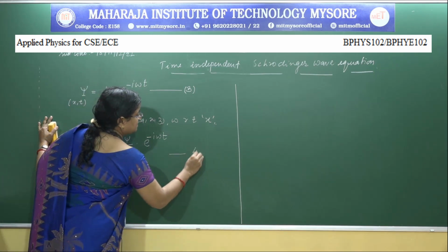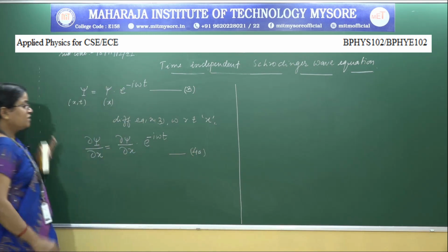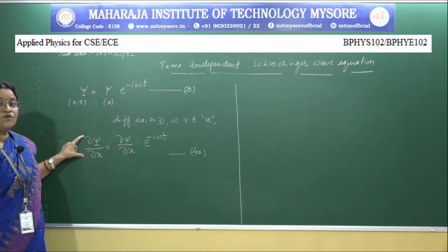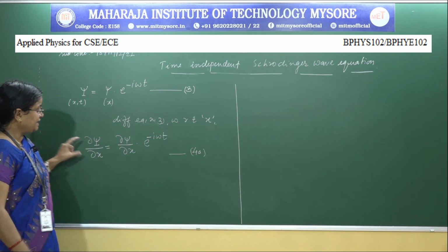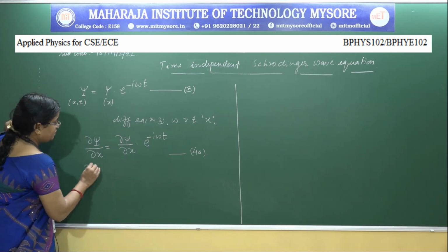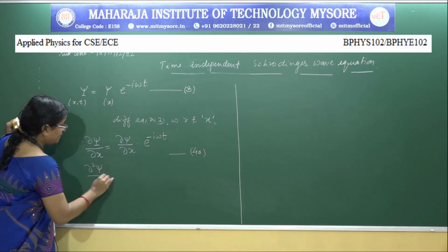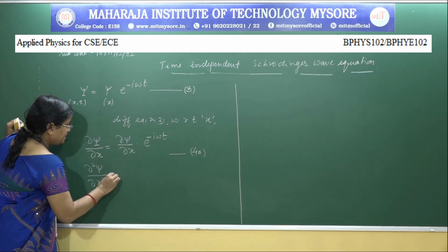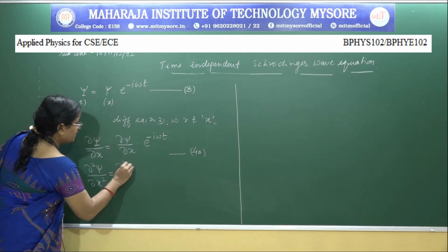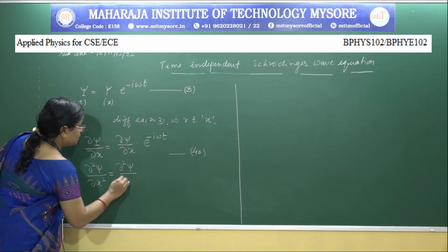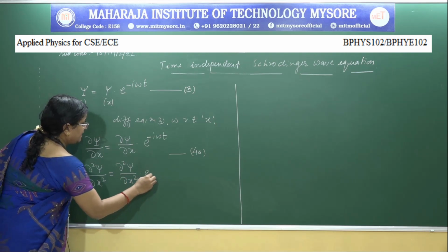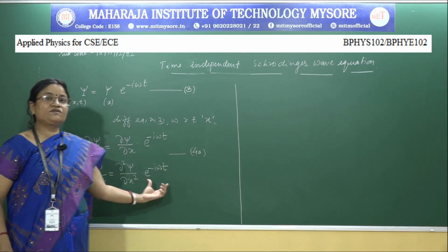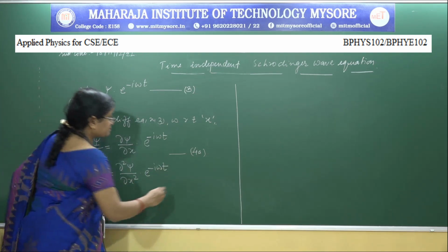Let us consider this equation 4a. Now we differentiate equation 4a again with respect to x, and we get dou square psi by dou x square is equal to dou square psi by dou x square, and again exponential of minus i omega t we have to retain as it is.